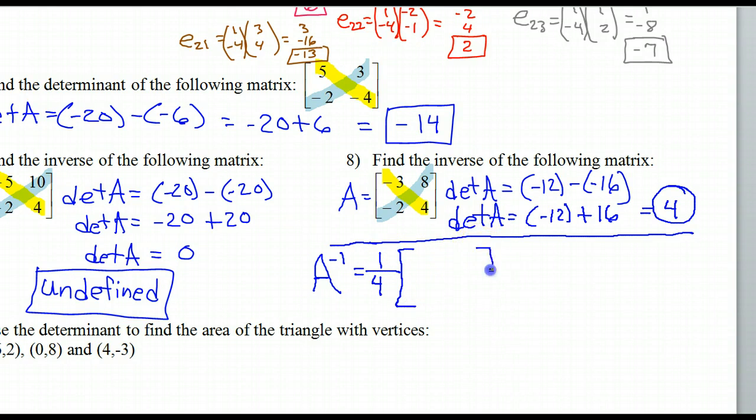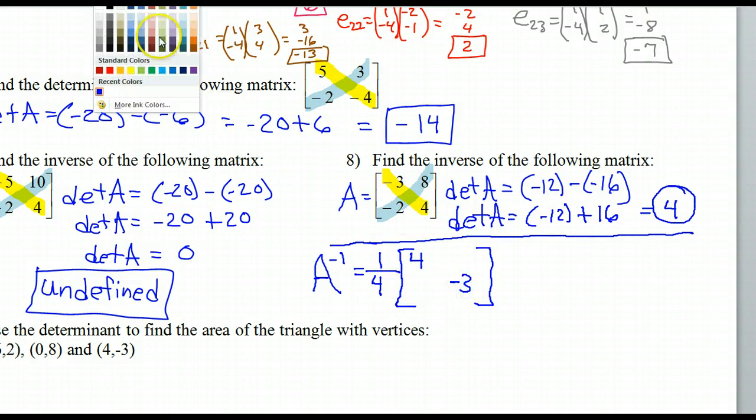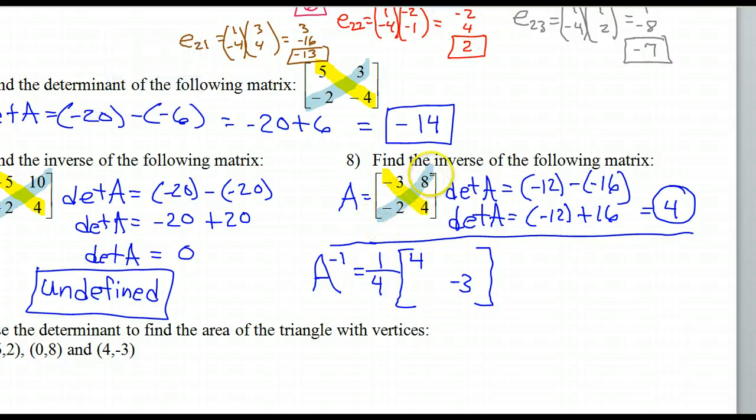And now, it's time to reverse negate. So when I say reverse negate, I'm reversing the down diagonal, which would look like this. The negative 3 and the 4 switch places. And when I say negate, negating the up diagonal, everything changes sign. So negative 2 changes to a positive 2. And the positive 8 changes to a negative 8. But they stay where they are, they just negate.